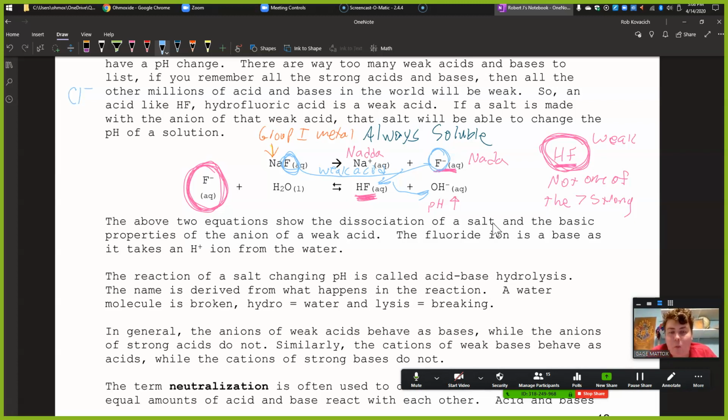Chlorine, right? We already talked about chlorine. What else? Same column. Bromine, same column. Iodine. And then what else? Nitrate. Hydrogen sulfate. Perchlorate. And chlorate. So what do these guys all have in common?